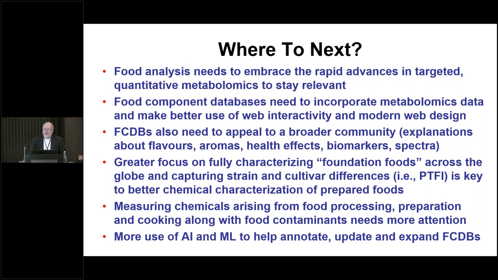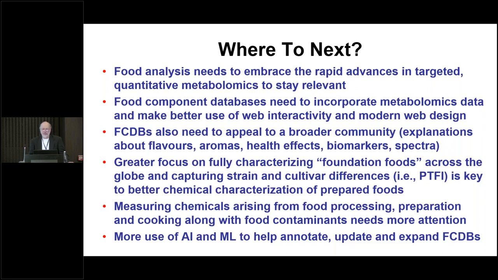I think we need to focus much more on the foundation foods. This is where the Periodic Table of Food Initiative is, I think, of paramount importance, because they're trying to look at the foods from around the world, trying to capture strain and cultivar differences. And by understanding what's in our foundation foods, then we can better understand what's in the prepared foods.